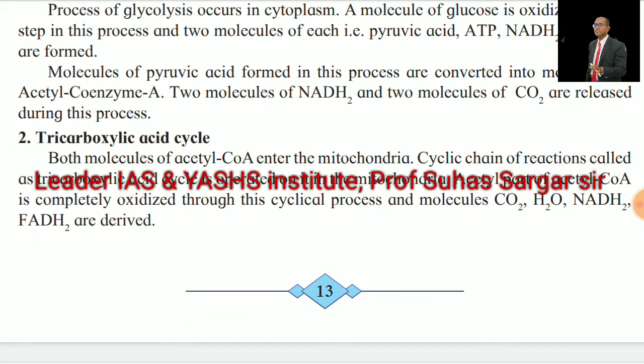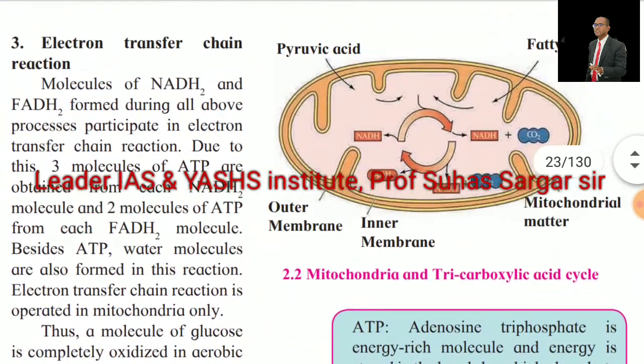Second, the tricarboxylic acid cycle. Both molecules of acetyl coenzyme A enter the mitochondria. The cyclic chain of reactions called the tricarboxylic acid cycle operates in the mitochondria. The acetyl part of the acetyl coenzyme A is completely oxidized through this cyclical process, and molecules of carbon dioxide, water, NADH2, and FADH2 are derived.